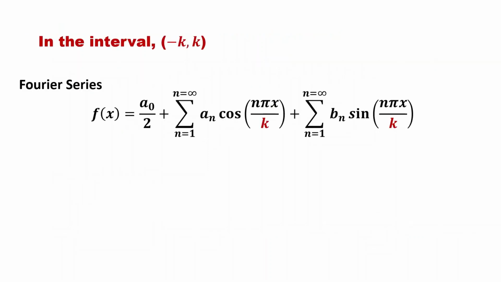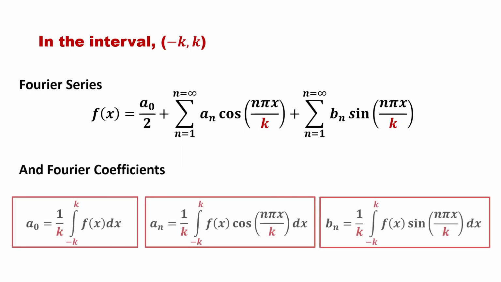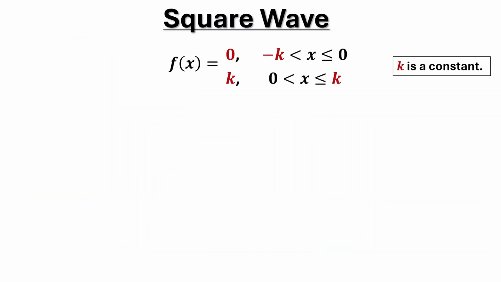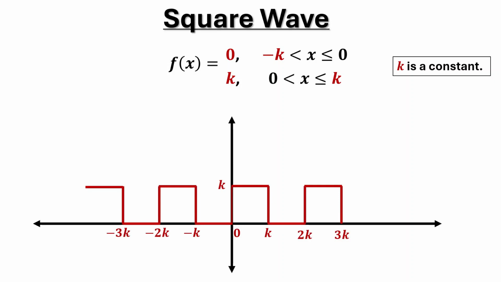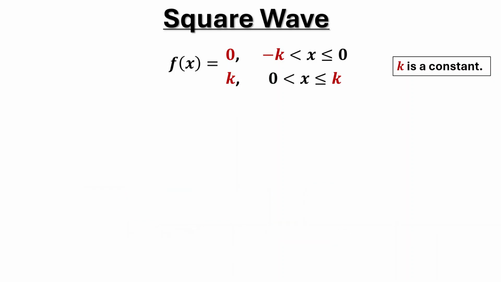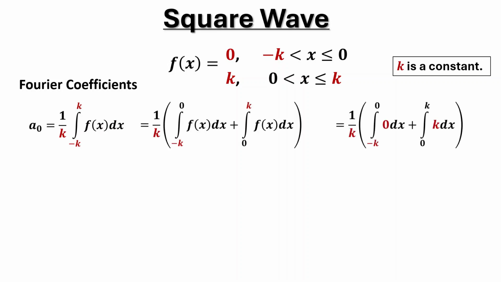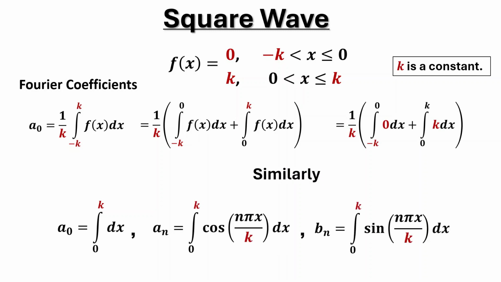In the interval minus k to plus k, Fourier series takes the form and Fourier coefficients can be written like this. For a square wave, a function can be defined like this, where k is constant. Now Fourier coefficients can be written like this, a0, and similarly an and bn can also be written like this.